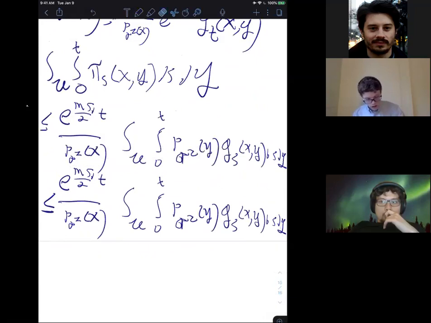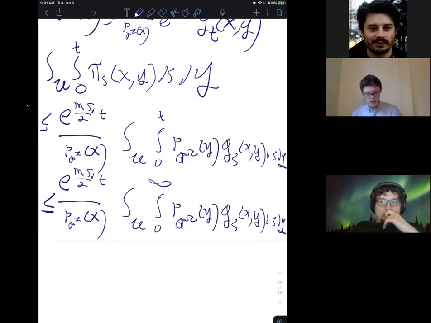And we're going to replace the t with an infinity. This is the technical point, because Brownian motion is recurrent in dimension 1 and dimension 2, but is transient in dimension 3. So if we take t to infinity, then this integral remains finite.